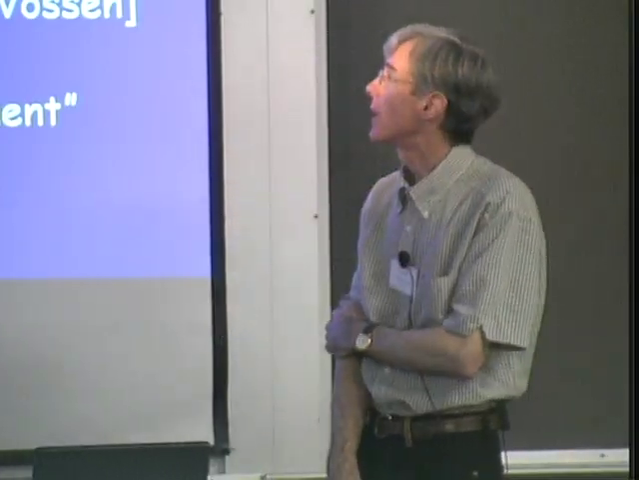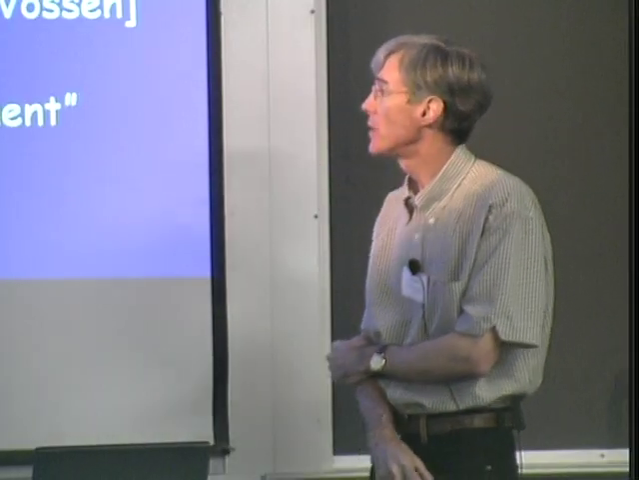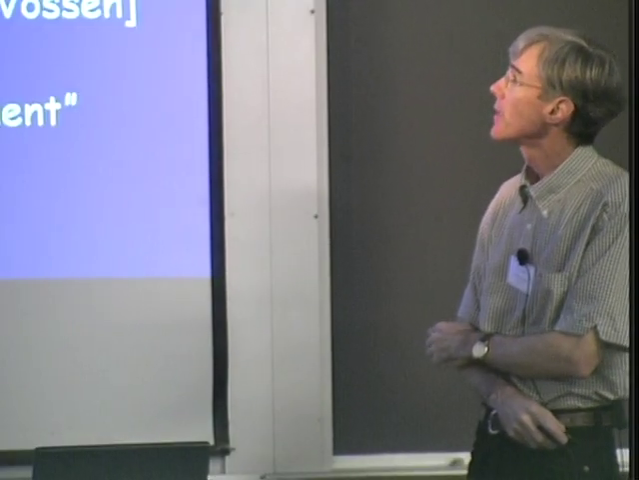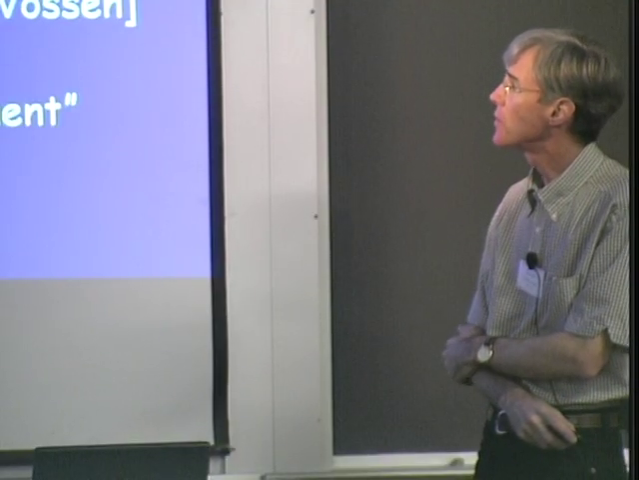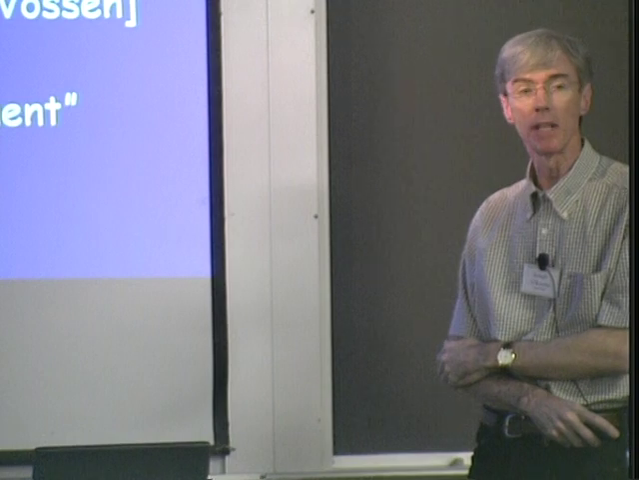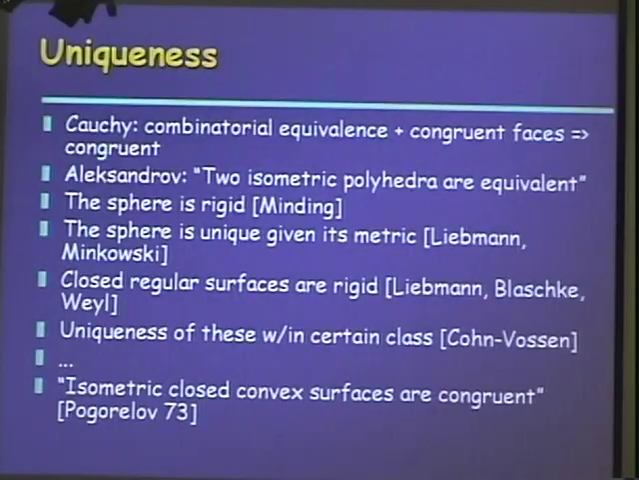This slide I don't want to go through too carefully because, in fact, I don't understand all these results here. But I just want to show you there's a long history of many prominent mathematicians working on these uniqueness and rigidity questions for different surfaces. Starting with Cauchy, Alexandrov, Minding proved the sphere is rigid. I didn't figure out exactly what sense that means, rigid. The round sphere. I think so, yeah.